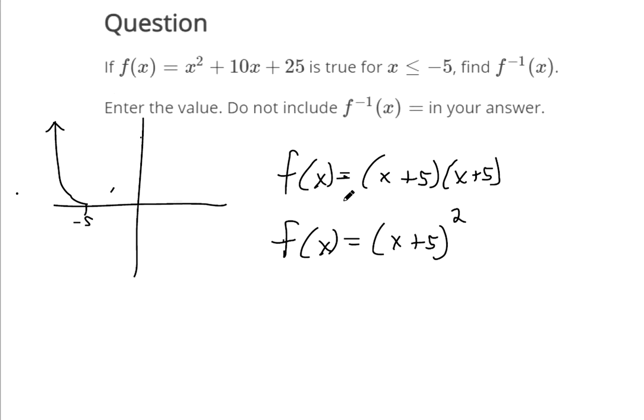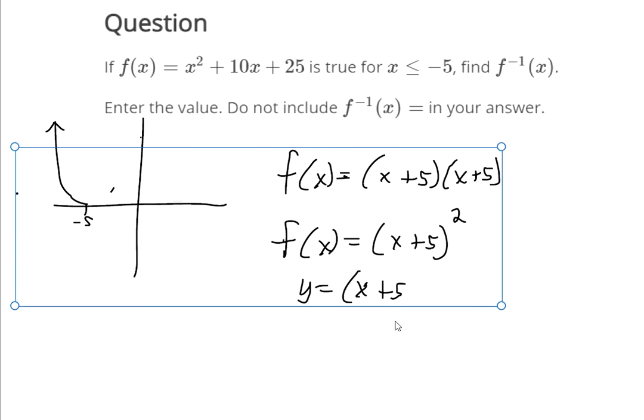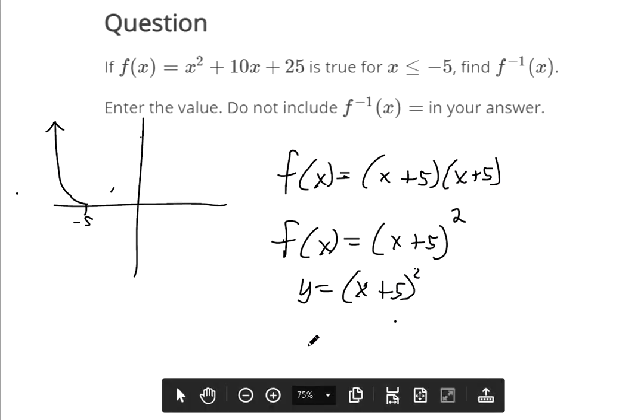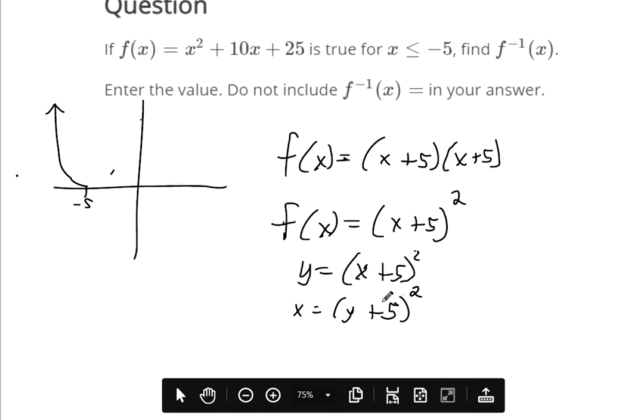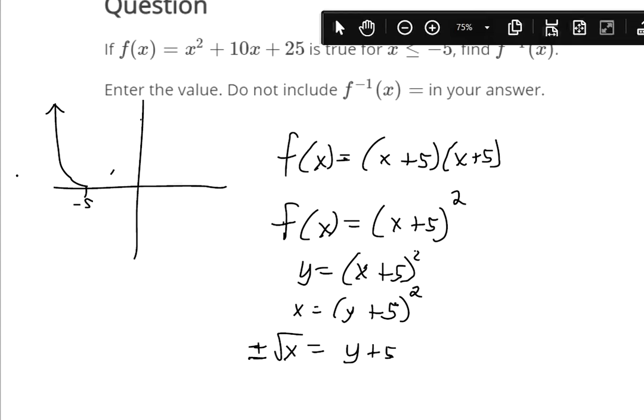To find the inverse, the traditional way of doing it is to switch x and y, so I just replaced f of x with y to start. Now if I switch, I have an algebra problem to solve for y. My first step would be to get rid of that square. I take a square root of both sides, and when you do that, remember you're supposed to consider both positive and negative, okay? And we'll deal with that at the end.